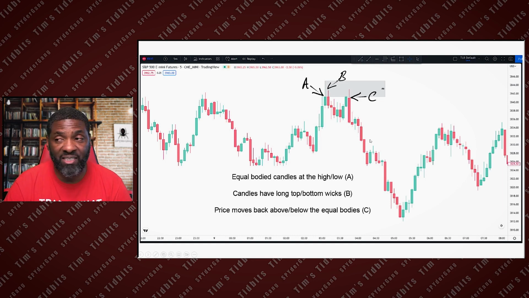So that's the rejection blocks. Hopefully I was able to shed some light on what a rejection block was. Again, these are just quick introductions, if you will, to the lingo, to the different PD arrays. And later we're going to get into reading the price action, finding them, and getting into some strategies. If you want more clarification on rejection blocks, you can go to ICT's YouTube page and look at the video in his core content playlist covering specifically rejection blocks.